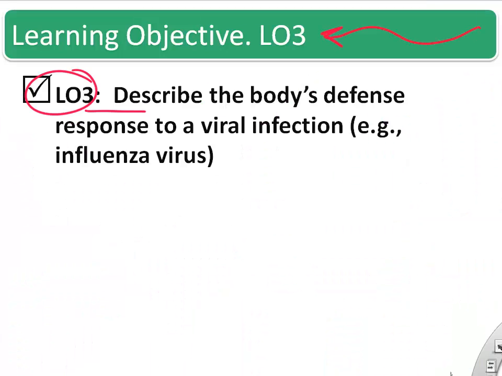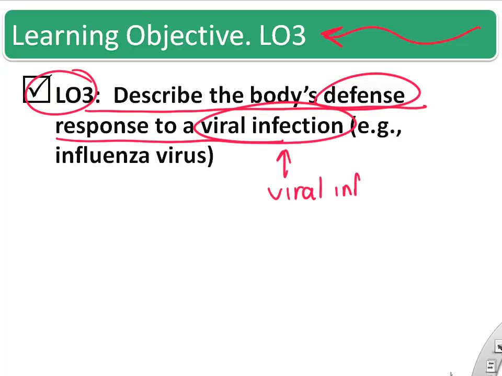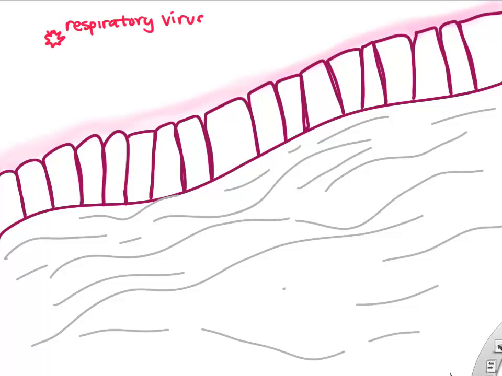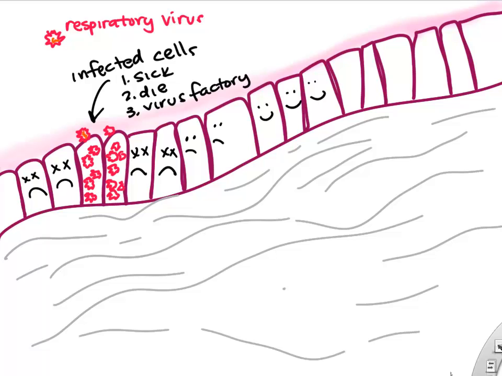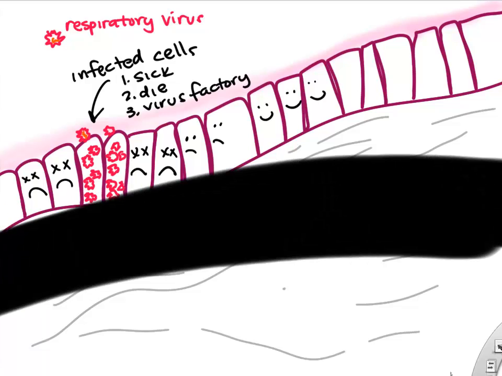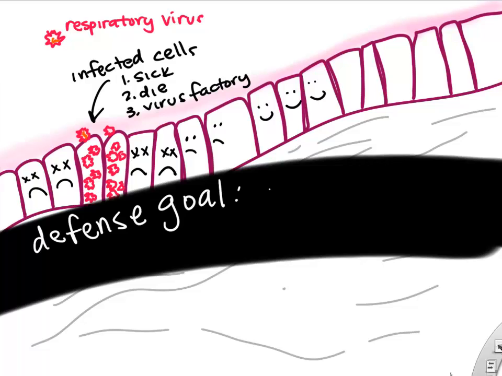The next learning objective is describe the body's response to a viral infection. So let's say you have a respiratory tract virus, something like the flu. Those little virus particles will invade your respiratory epithelial cells, and once they invade, those cells become sick and basically become little virus factories, producing more viruses, which can then go on and infect more of your cells. So the infected cells become sick, they can die, and of course they can produce more viruses, which can make the infection even worse.